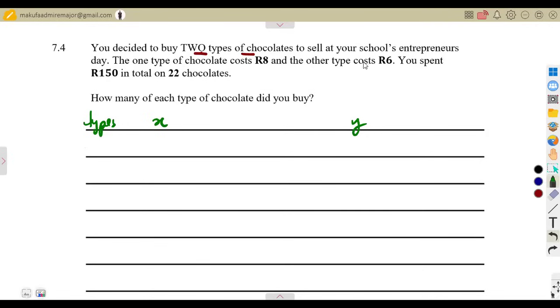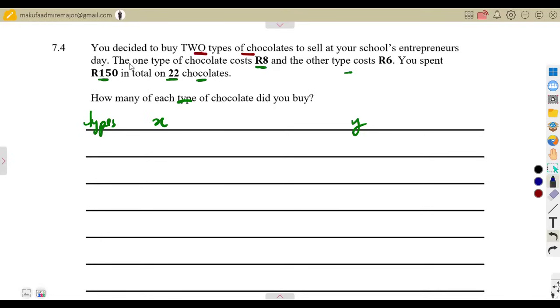You need to sell these at your school's Entrepreneurs Day. One type of chocolate costs 8 Rand and the other one costs 6 Rand. You spent 150 in total on 22 chocolates. How many of each type of chocolate did you buy? So these are simultaneous equations, word problems which generate simultaneous equations.